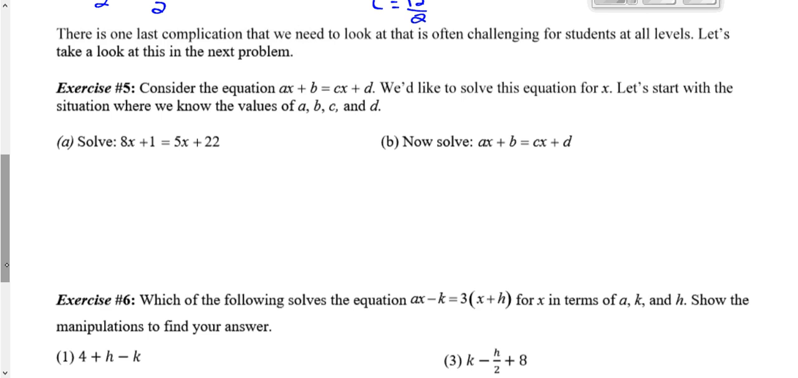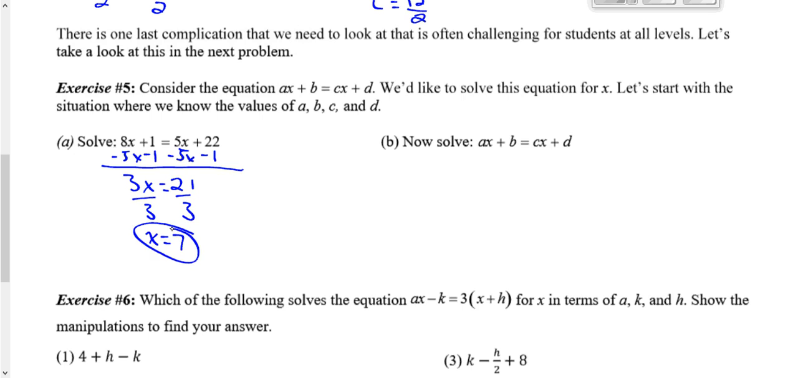So we need all our variables on one side, right? So let's subtract 5x from both sides. Can we do something else at the same time? Subtract the 1, right? So we get 3x equals 21. Divide by 3, x equals 7. All right, let's see what happens in this other one when we go to do it.